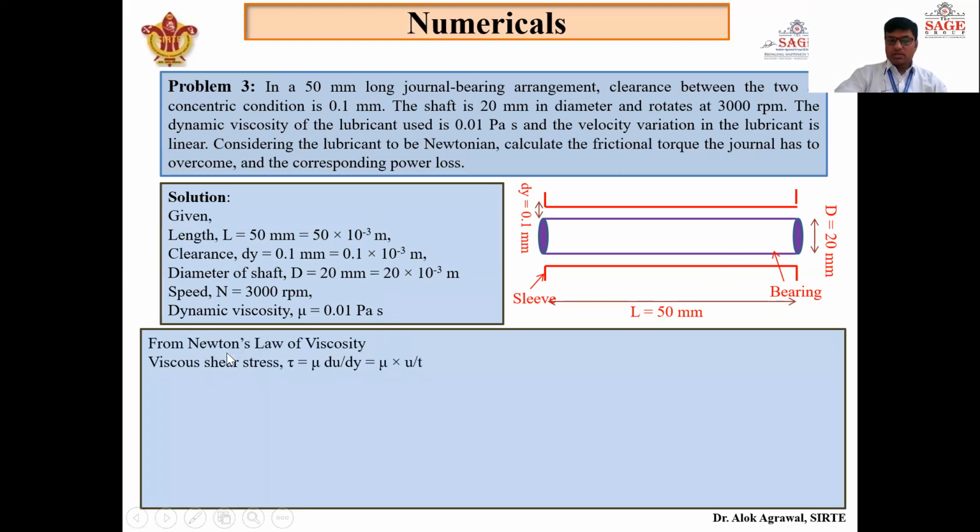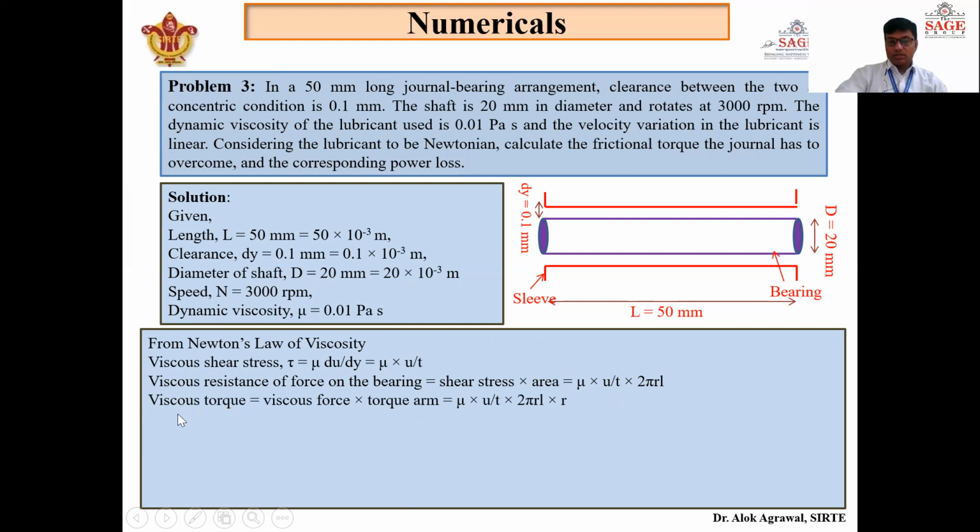Now from Newton's law of viscosity we have tau is equal to mu du by dy, which can be written as mu u by t, where t is thickness, meaning clearance. Now if shear stress can be written like this, the shear force F is equal to mu into u by t into area. Which area? This is in the form of a cylinder, so we take the curved surface area of the cylinder, that is 2 pi r L. So the shear force, or viscous resistance force, is shear stress into area: mu into u by t into 2 pi r L.